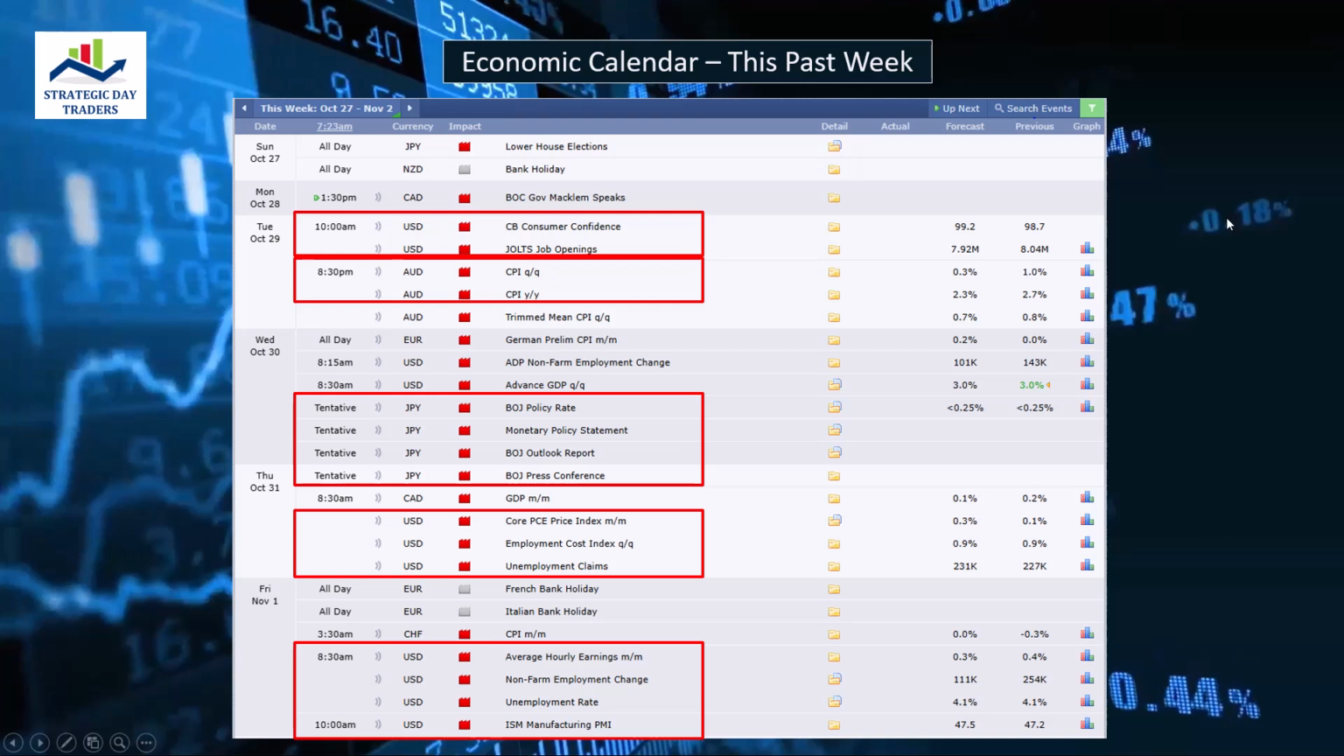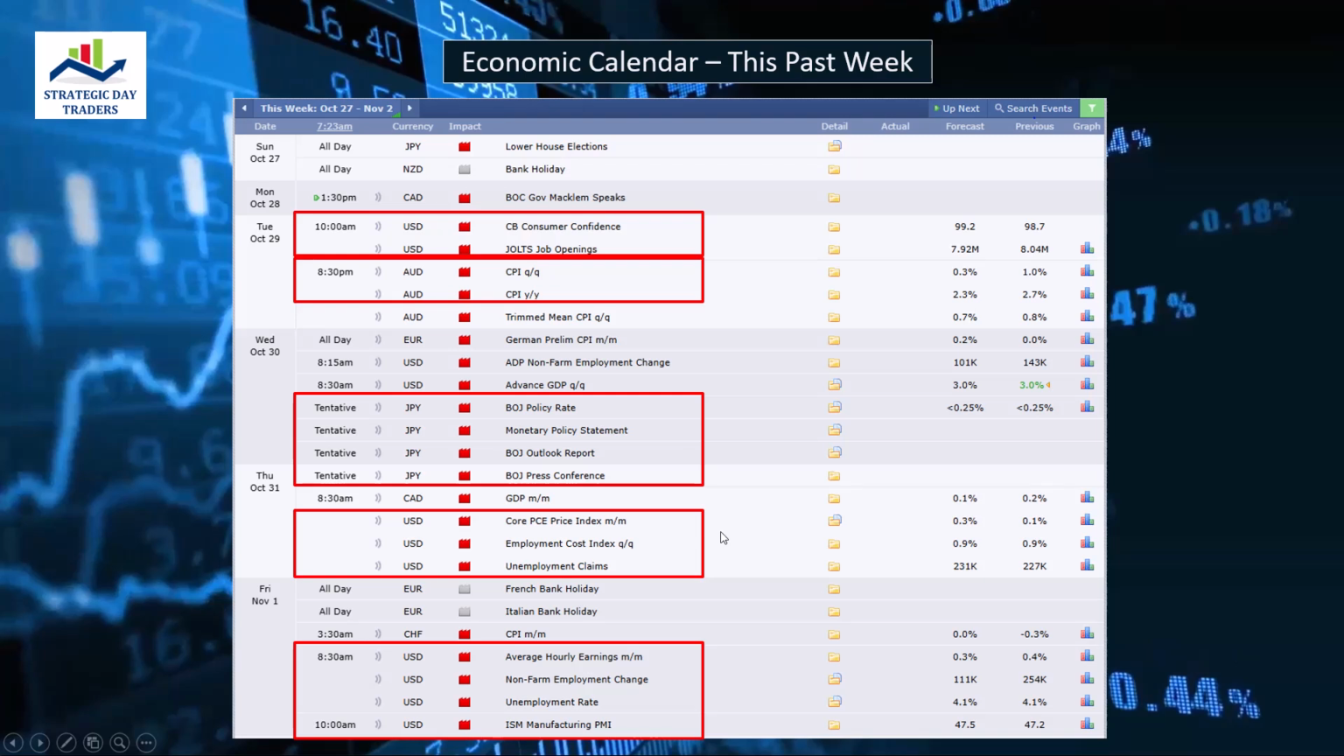Now here's what we looked at this past week before I show you the results. We had a lot of interesting news that came out on Tuesday. We had the consumer confidence level as well as job openings in the U.S. CPI results from Australia. The Australian dollar did a lot of big moves this week. On Wednesday, the Bank of Japan was publishing some interest rate information. And then as we came to a close of this kind of impactful week, just in advance of the U.S. presidential election, we had the core PCE, another measure of U.S. inflation, as well as early unemployment claims.